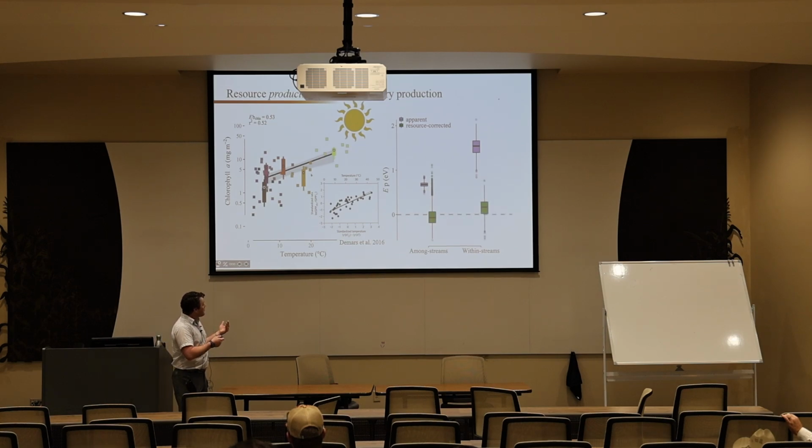And again, what we see is that once we account for resource availability within a stream, we again take away all that temperature dependence that we thought we observed originally, and we can account for all of that with the resource availability and the dynamics of that within and across systems.